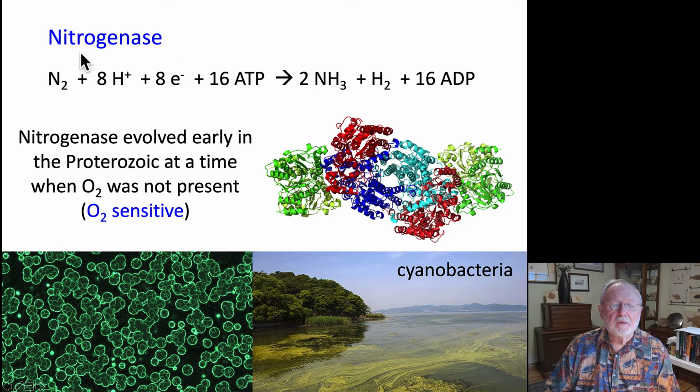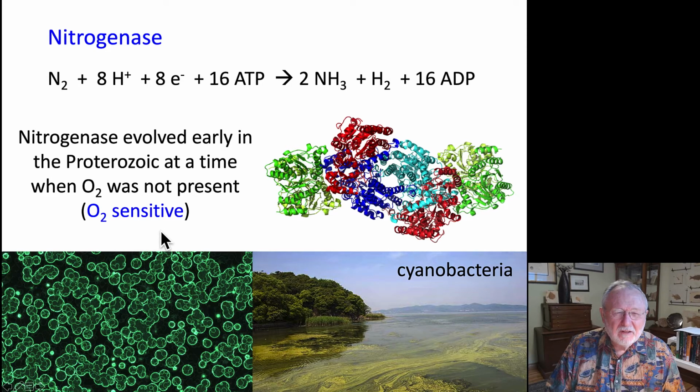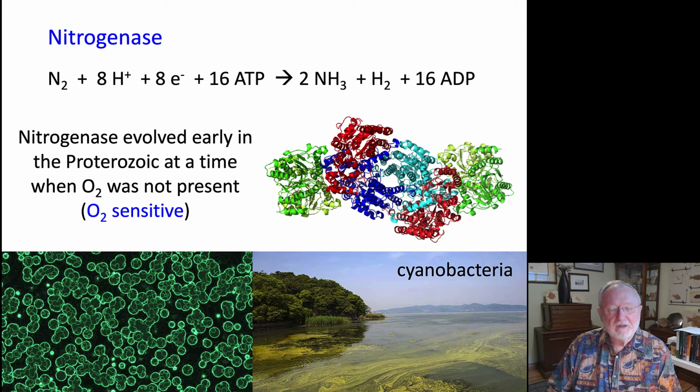The nitrogenase reaction takes diatomic nitrogen and reduces it to produce ammonia. It takes a large number of protons and electrons and a very large amount of energy to break apart the diatomic nitrogen and to store the energy within the nitrogen-hydrogen bonds. This reaction of nitrogenase evolved in a world in which oxygen was not present. And it turns out, just as with rubisco, nitrogenase is oxygen sensitive.